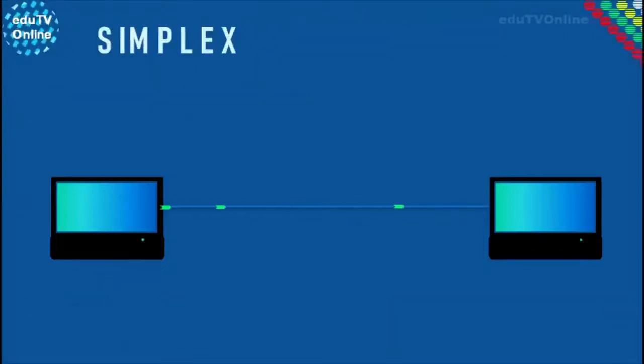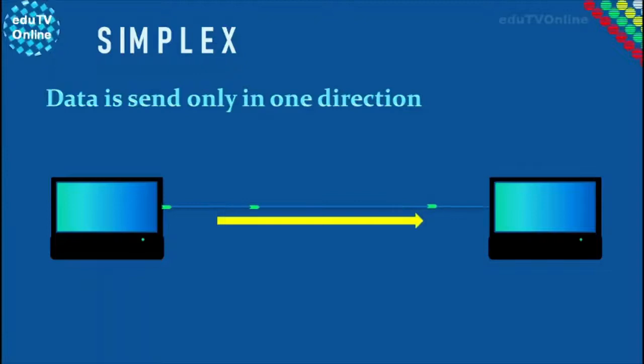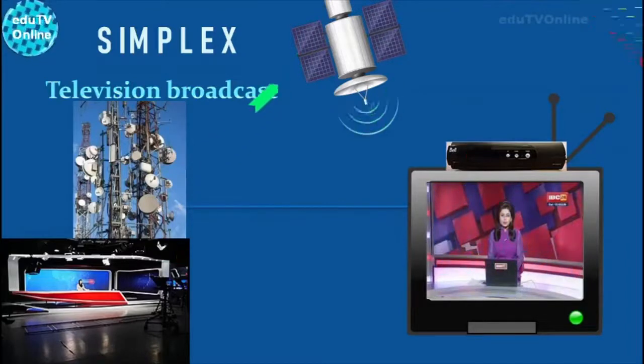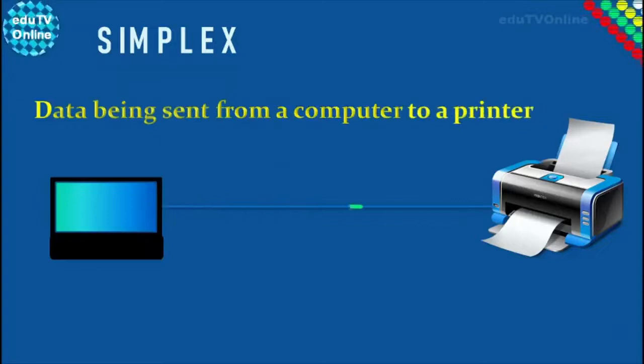In simplex transmissions, data is sent in one direction only. Think of it as a one-way street where traffic can only drive in one direction down it. An example is a television broadcast, where data is transmitted to receiving televisions, so only one-way transmission takes place. Another example of simplex transmission is data being sent from a computer to a printer. Here data is sent in only one direction.